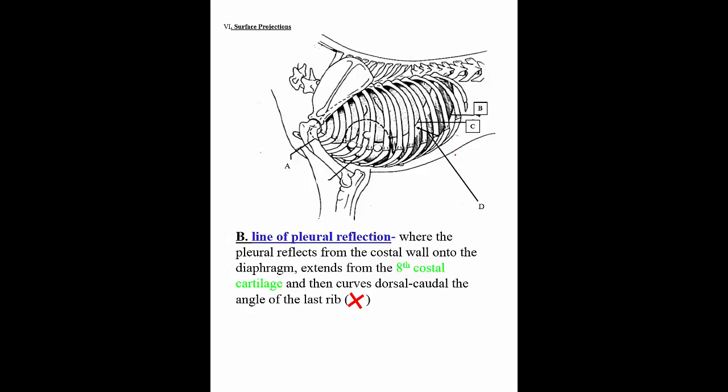The line of pleural reflection. The line of pleural reflection is a line which runs from the 8th costal cartilage to, basically, dorsal-caudal to the angle of the last rib. So if you mark the angle of the last rib and you mark the 8th costal cartilage, that line that runs between those two points, curved caudal, basically caudal ventrally here, that curved line is the line of pleural reflection.